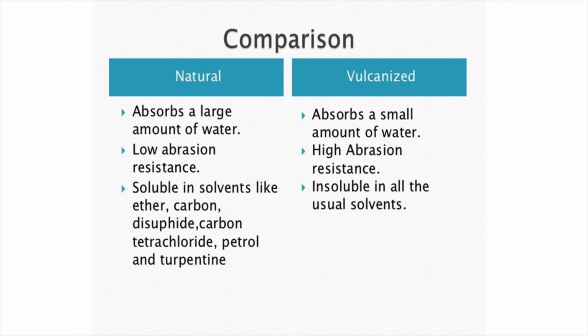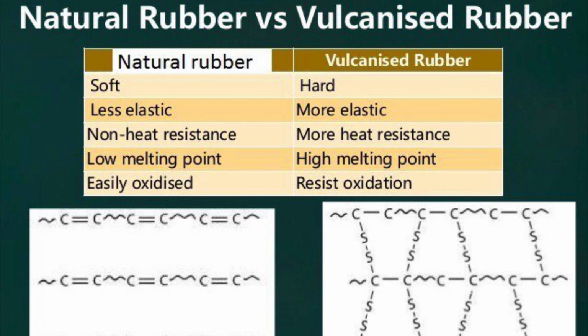Natural rubber is soluble in solvents like ether, carbon disulfide, carbon tetrachloride, petrol and turpentine, whereas vulcanized rubber is insoluble in all the usual solvents. Natural rubber is soft, less elastic, not heat resistant, has a low melting point and is easily oxidized, whereas vulcanized rubber is hard, more elastic, more heat resistant, has a high melting point and also resists oxidation.